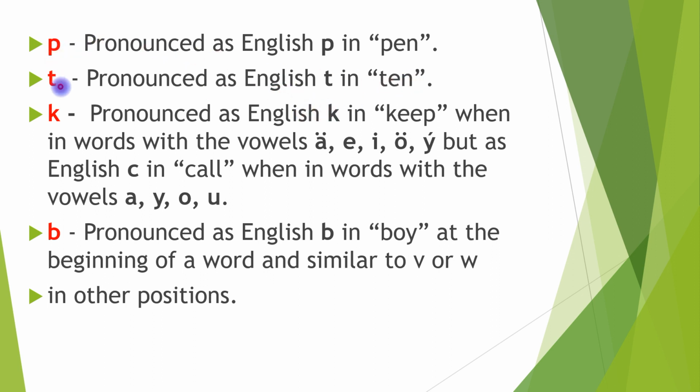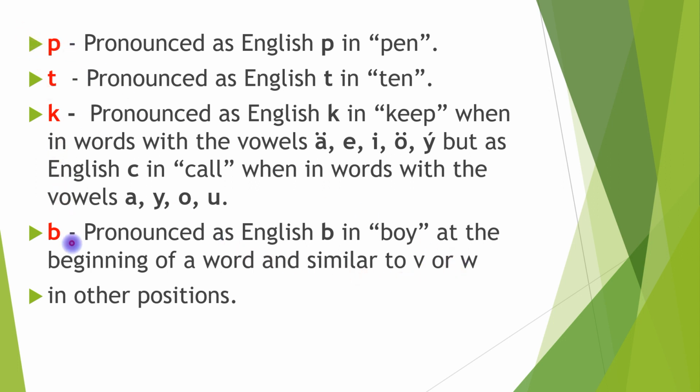So P, T. The next letter is K, or K, both of them possible. It's the same as in English K in keep, so the same sound. P, T, K. The next one is B. In English the name of the letter is B, and the sound is the same as in Turkmen, in boy. So B.